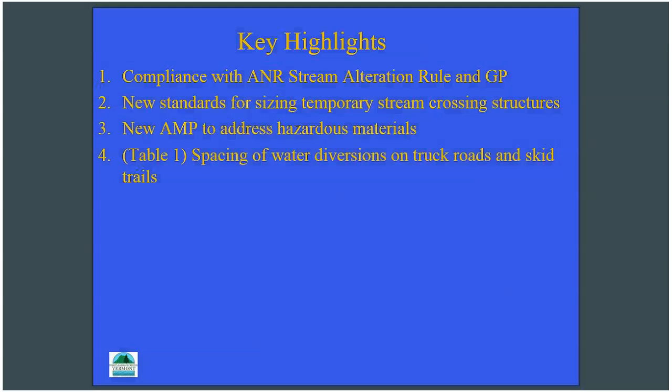They're based upon the amount of slope. The greater the slope, the greater number of water bars required to control soil erosion. These spacing requirements are based upon many years of research conducted by the U.S. Forest Service research stations and have been adopted by other states in their BMP manuals.